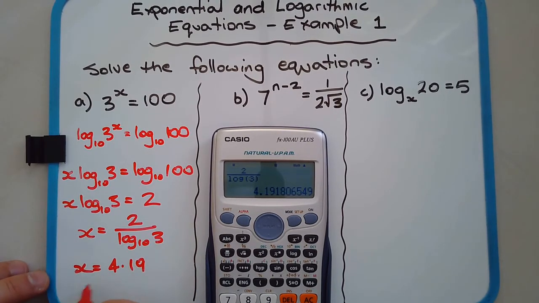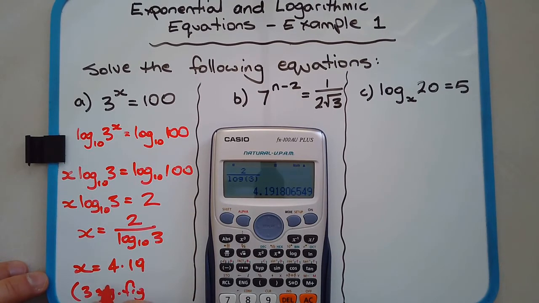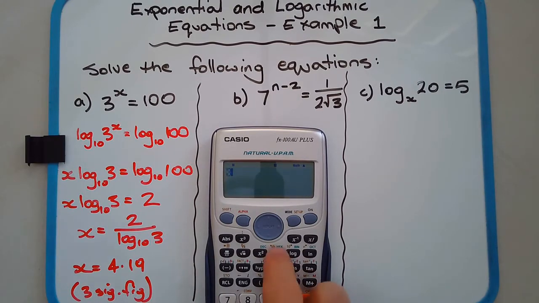Okay, so we'll round it off to 3 significant figures. Test the answer if you like. So 3 to the power of 4.19. Do we get an answer that's pretty close to 100? And we do. 99.8.